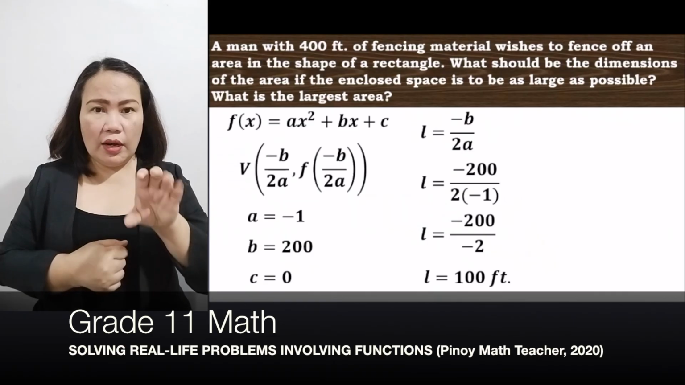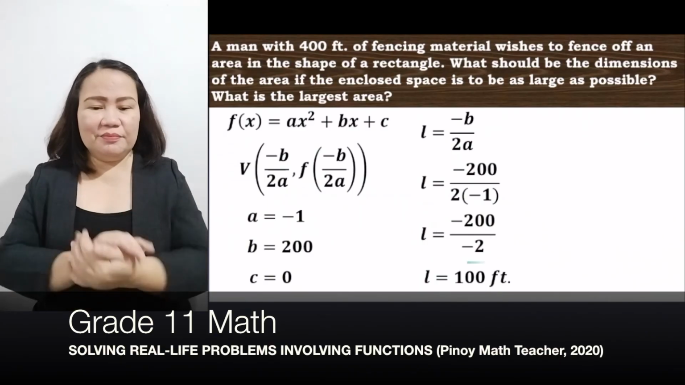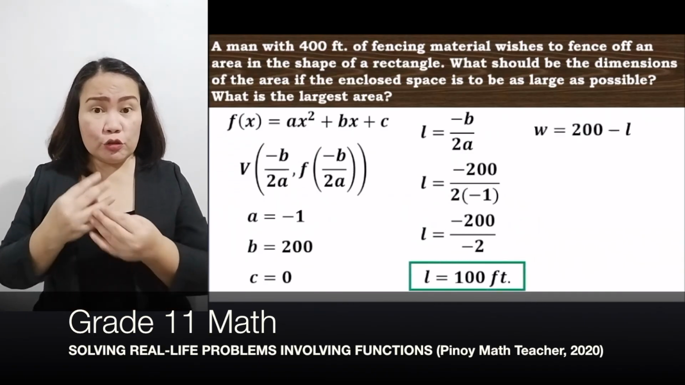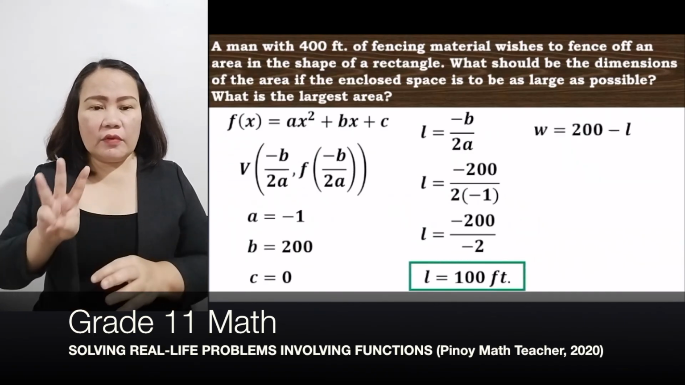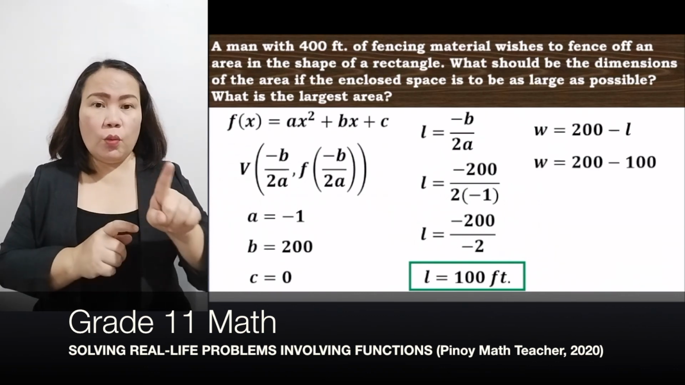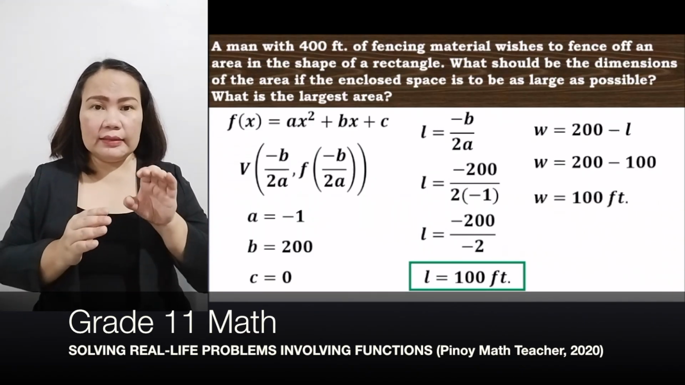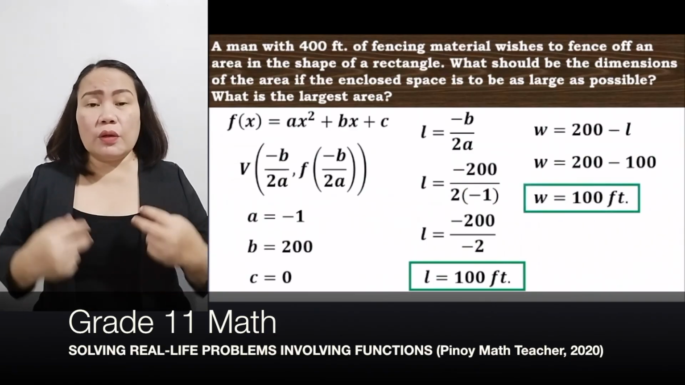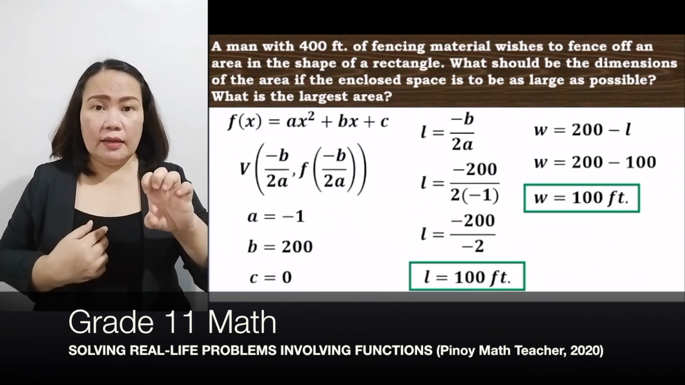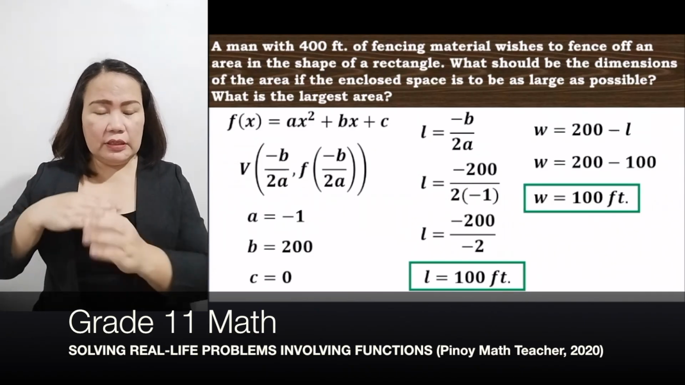So, ang length natin ay 100 feet. Kuhanin naman natin yung width. Okay, so W equals 200 minus L. So, replace L by 100. So 200 minus 100 is 100 feet. Okay, so meron na tayong dimension. So, ang length ay 100 feet at ang width naman ay 100 feet.